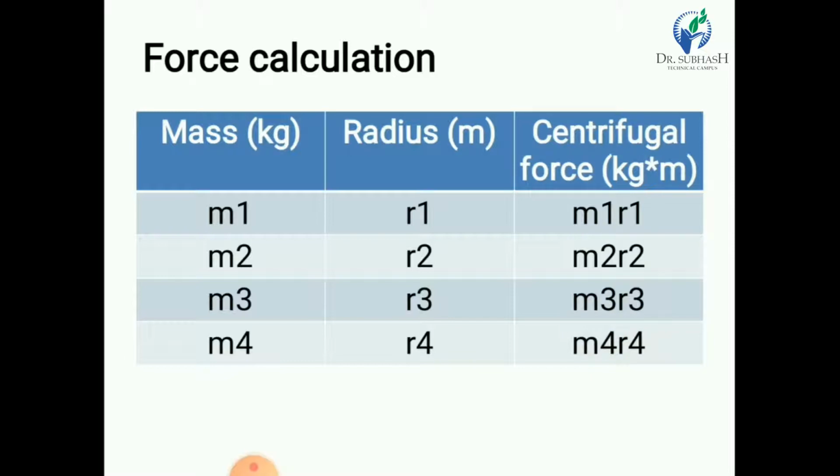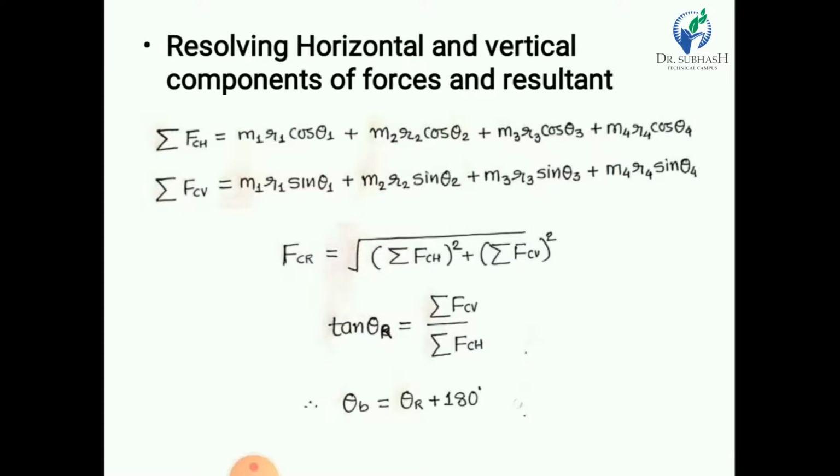Now we can calculate the resultant unbalanced force by using a polygon method. First of all, we resolve the horizontal component of forces. So here we resolve the horizontal component. So sigma FCH, that means it is the summation of all horizontal components of centrifugal forces.